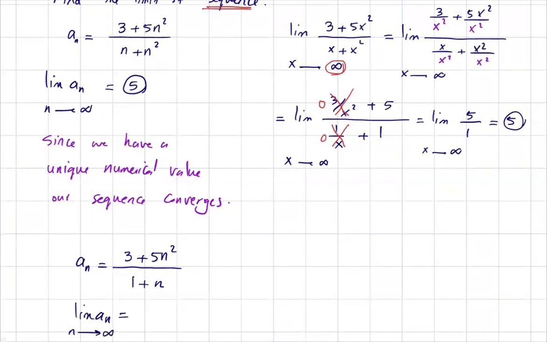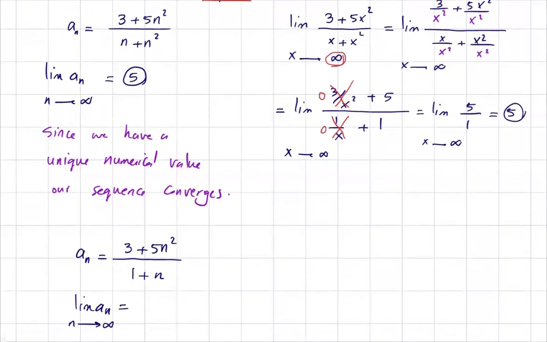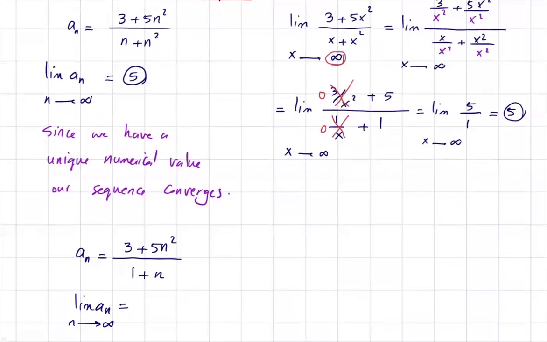Again, when you're calculating the limit of a sub n, it goes to infinity. We're going to do the same thing as we did up there. We're going to calculate the limit of function x. They are the same thing, the same behavior. Limit of 3 plus 5x squared divided by 1 plus x as x goes to infinity.